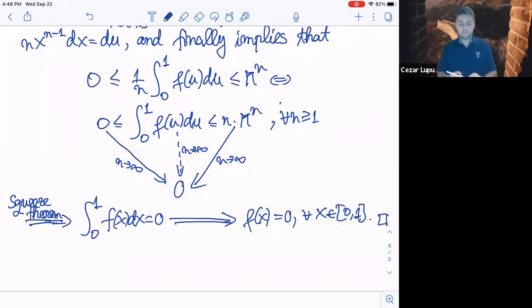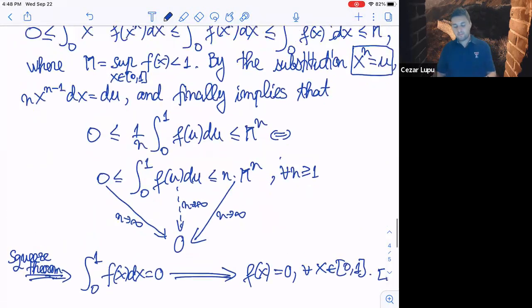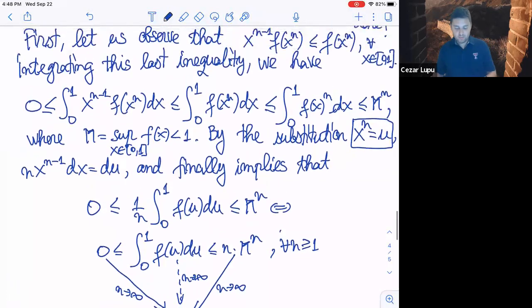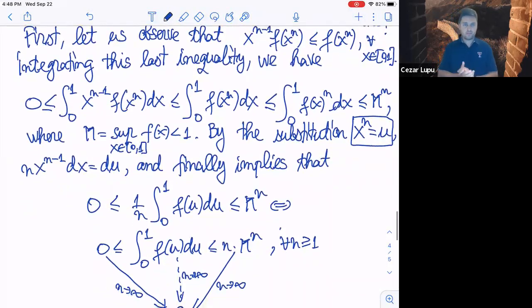That was a nice problem. So you see, we didn't use too much, just some smart, well, obvious inequality, and then we integrate it, change a variable, and use the squeeze theorem, that's it. So it was in the spirit of problem 2. I would say this was a bit easier.